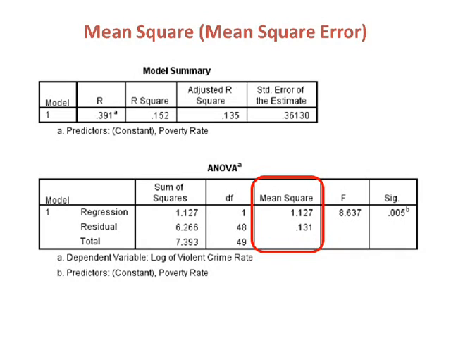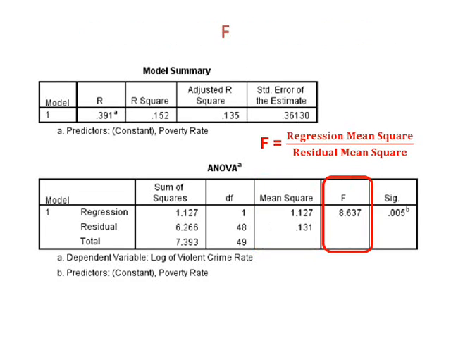What is called the mean square or mean square error for each row is the sum of squares divided by the degrees of freedom. In this example, the regression mean square is 1.127 divided by 1, which gives us 1.127. The residual mean square is 6.266 divided by 48, which equals 0.131. F is the ratio of the regression mean square divided by the residual mean square. In this case, 1.127 divided by 0.131 is 8.637.